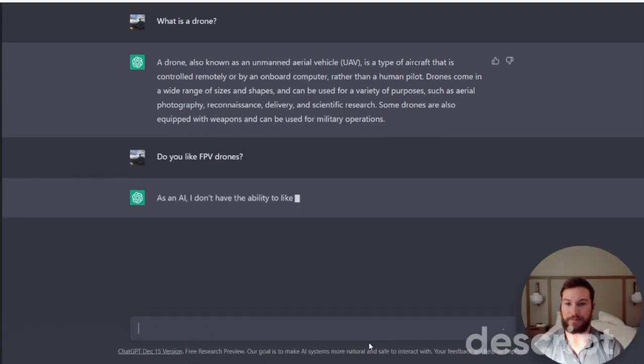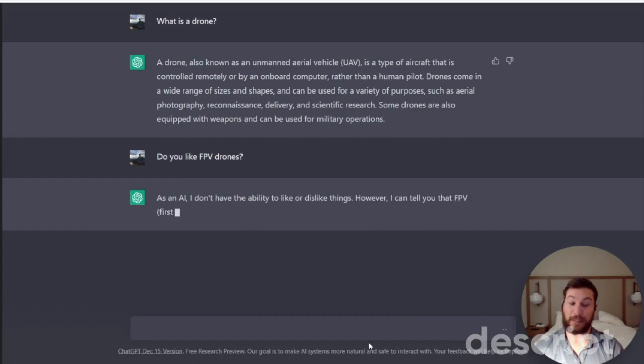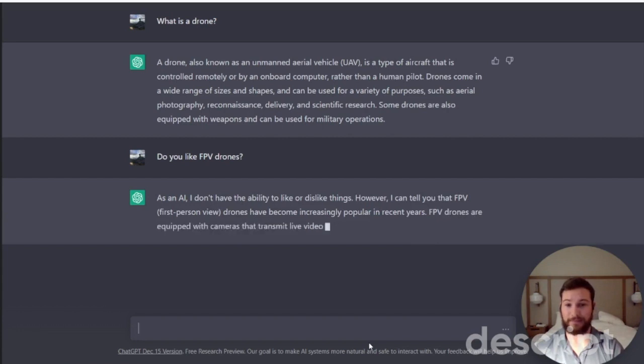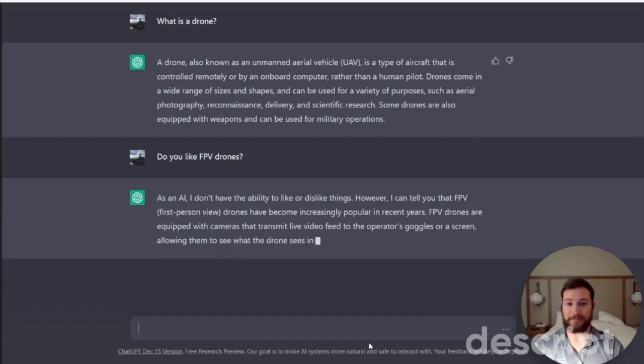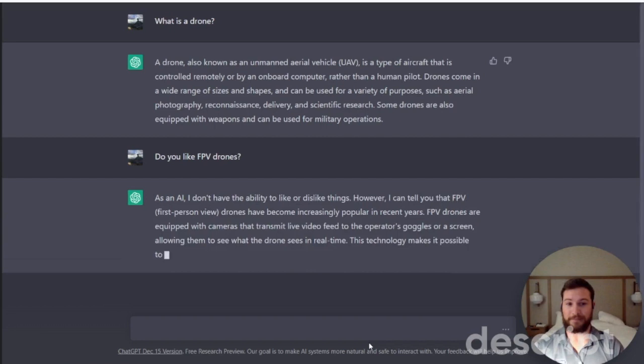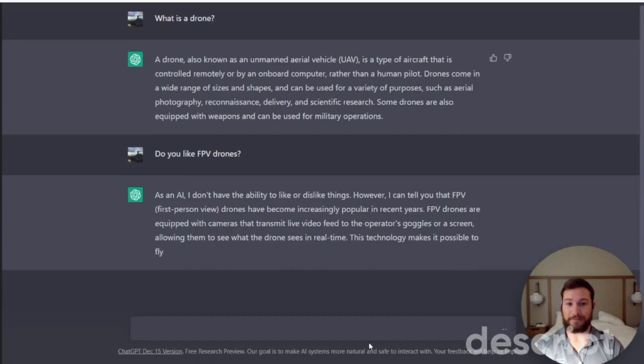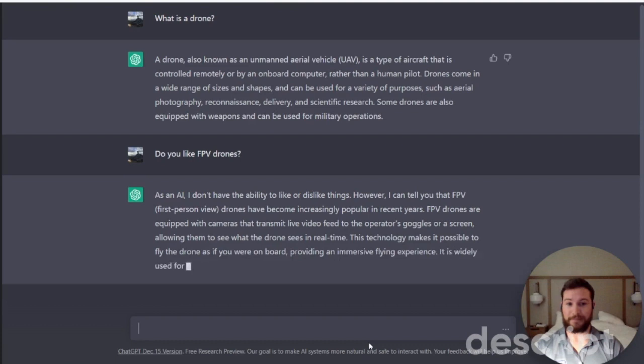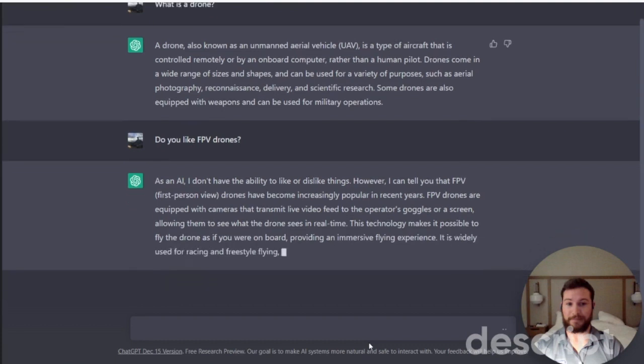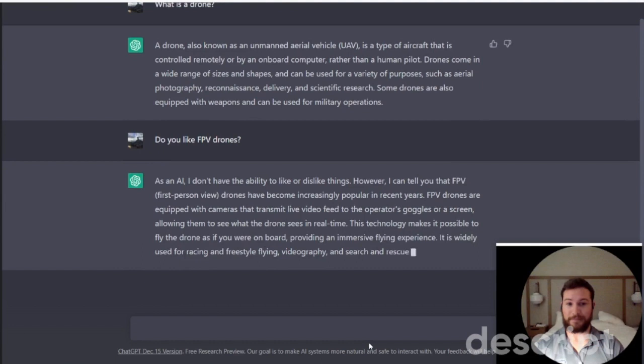As an AI, I don't have the ability to like or dislike things. However, I can tell you that FPV drones have become increasingly popular in recent years. FPV drones are equipped with cameras that transmit live video feed to the operator's goggles or a screen, allowing them to see what the drone sees in real time. This technology makes it possible to fly the drone as if you were on board, providing an immersive flying experience. It is widely used for racing and freestyle flying, videography, and search and rescue missions.